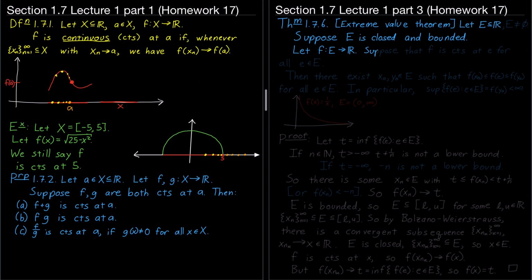And we're going to suppose that f is continuous at e for every point little e in our set E. So f is continuous at every point in E. Sometimes we say f is continuous on E if we mean that f is continuous at every point in E. And then the conclusion is that there are two numbers that are both in E.